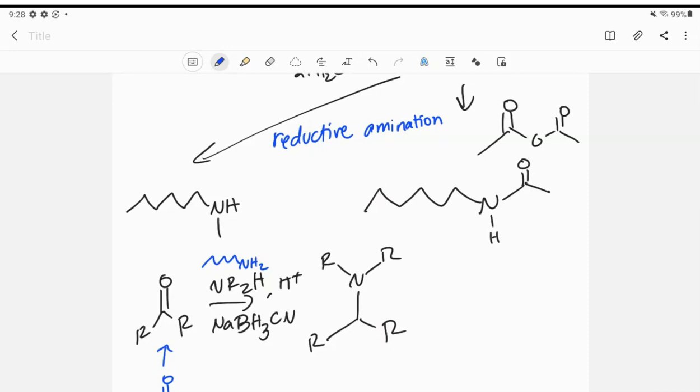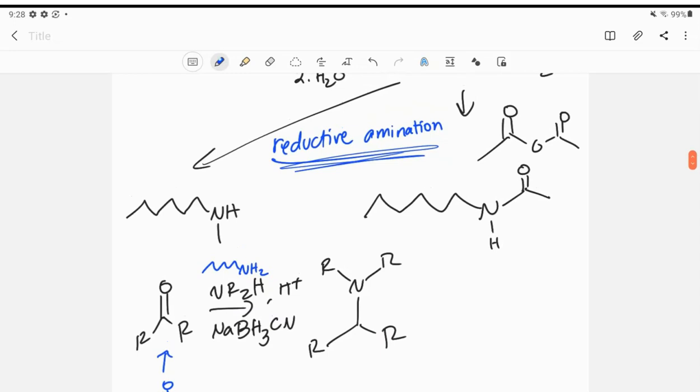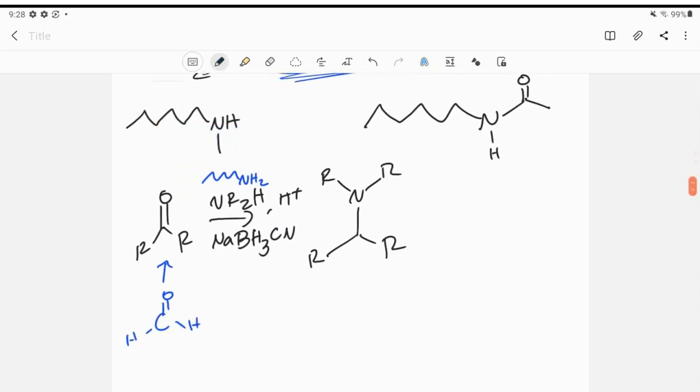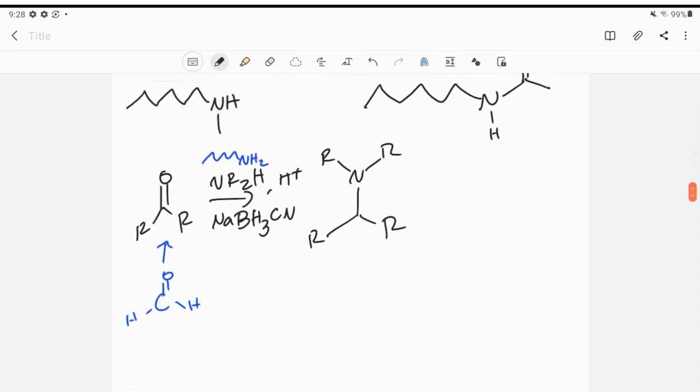So don't forget, this is your most useful way of making amines, because you're not limited to only making primary amines. You can make whatever sort of crazy amines you want. So let's restart the whole thing. I'm going to go vertical as well.